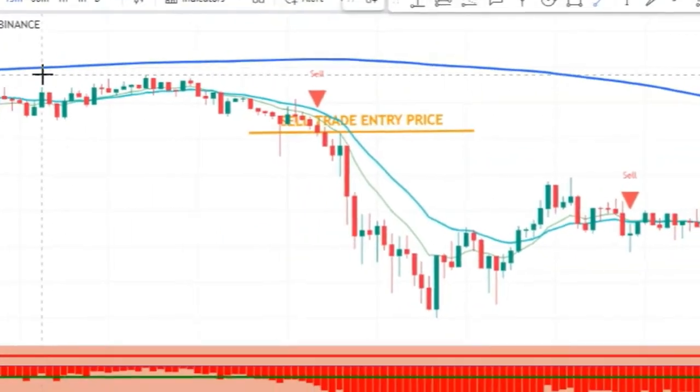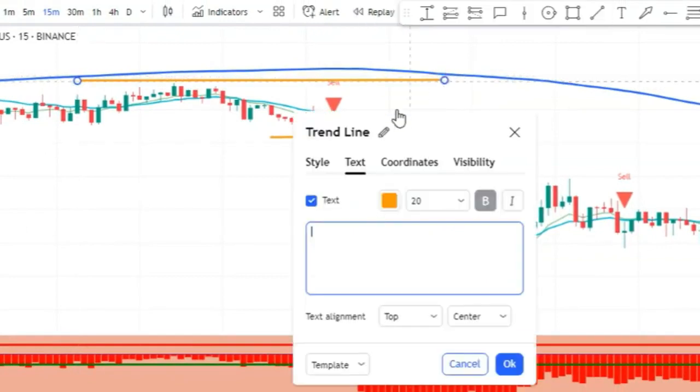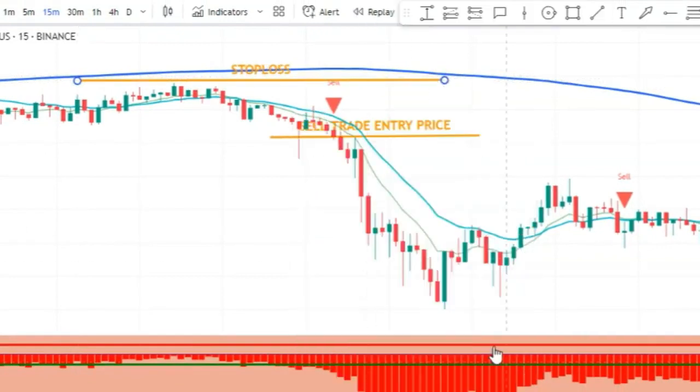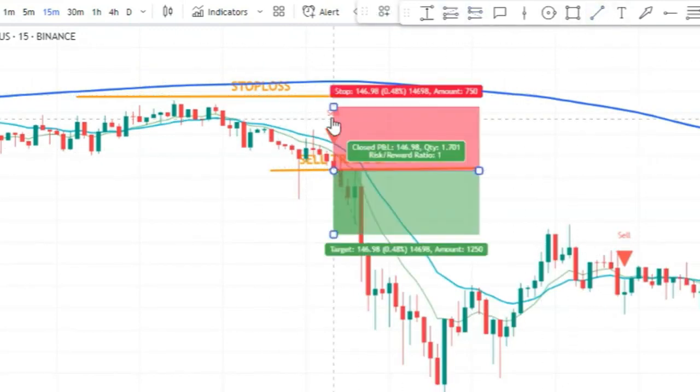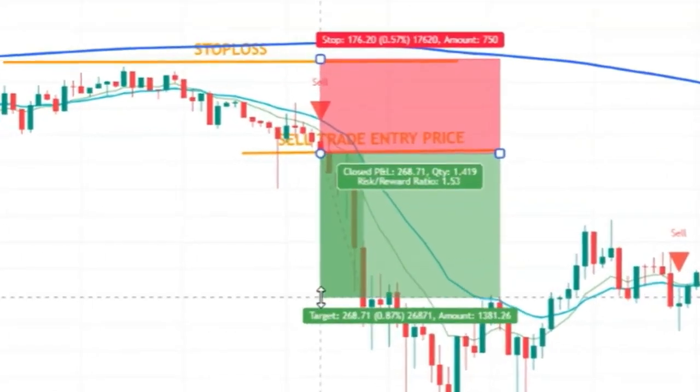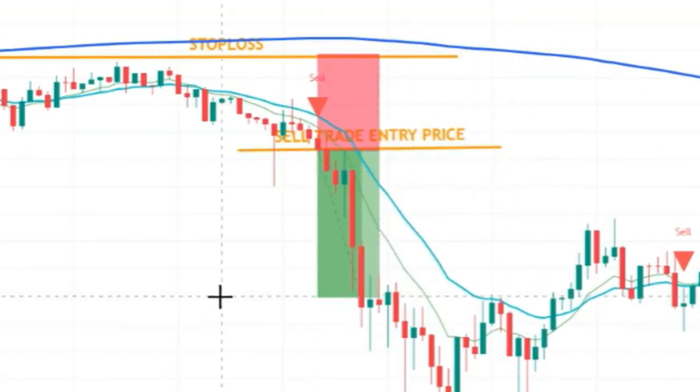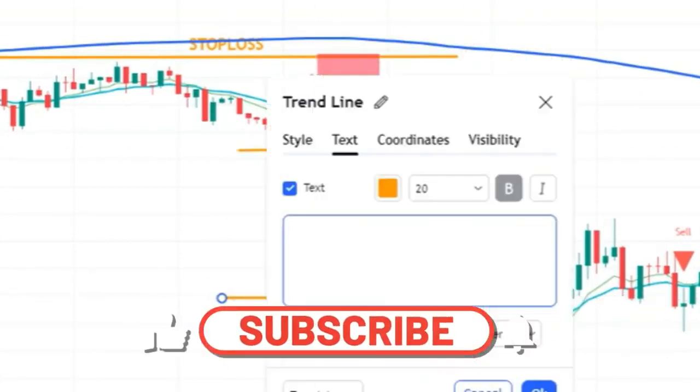And now you can set your stop loss above the recent swing high. And aim for a risk-reward ratio of 1 to 1.5 to exit the trade.